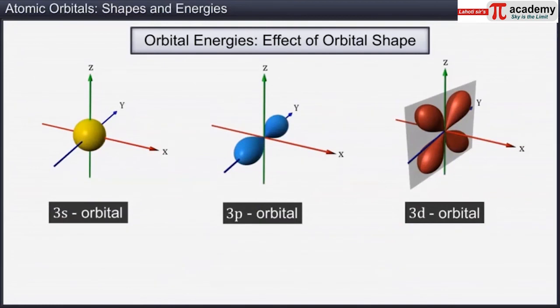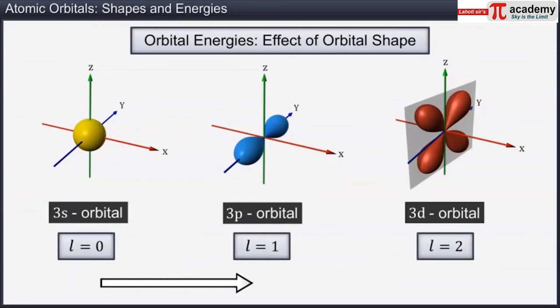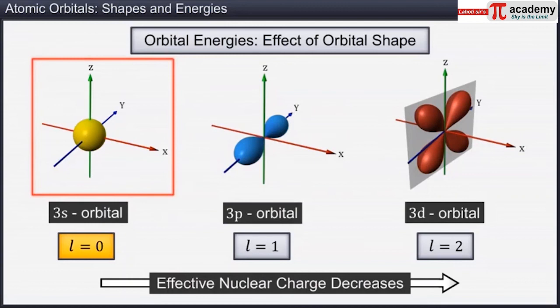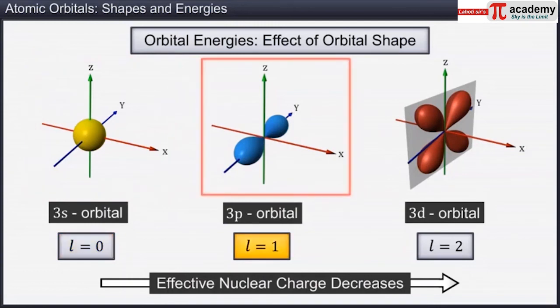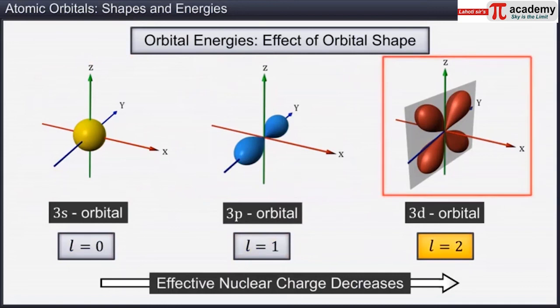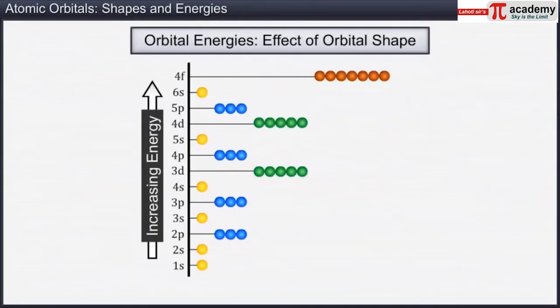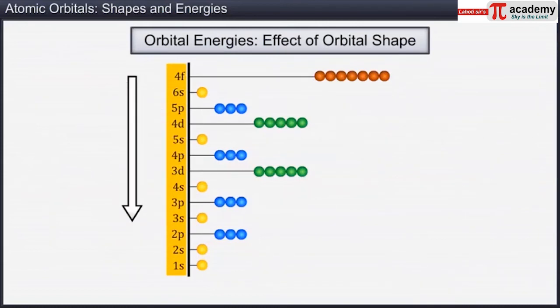Since the shape of the orbitals is defined by the azimuthal quantum number l, we can say that the effective nuclear charge experienced by the orbital decreases with increase in the value of l. Therefore, the s orbital with l equal to 0 is more tightly bound to the nucleus as compared to the p orbital with l equal to 1 and the d orbital with l equal to 2. Due to the difference in the net effective nuclear charge experienced by different orbitals of a principal shell, the degeneracy is lost and hence they show different energies.